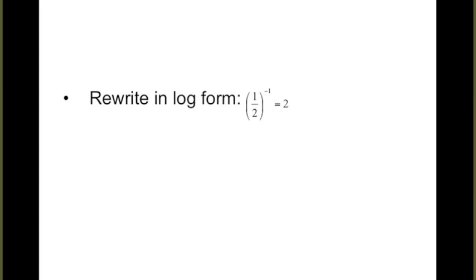So to rewrite, we're going to write log. The base stays the same, so our base is 1/2, and the other stuff switches sides. 2 equals -1.